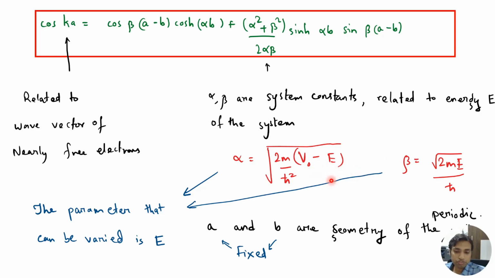So when you vary the energy E, like you sweep along energy E, alpha and beta can take some values. Now you see this expression, cos Ka is a sinusoidal function and it has value only from -1 to 1. But the right hand side can take values depending on what alpha and beta are, which can be more than 1 and less than -1.